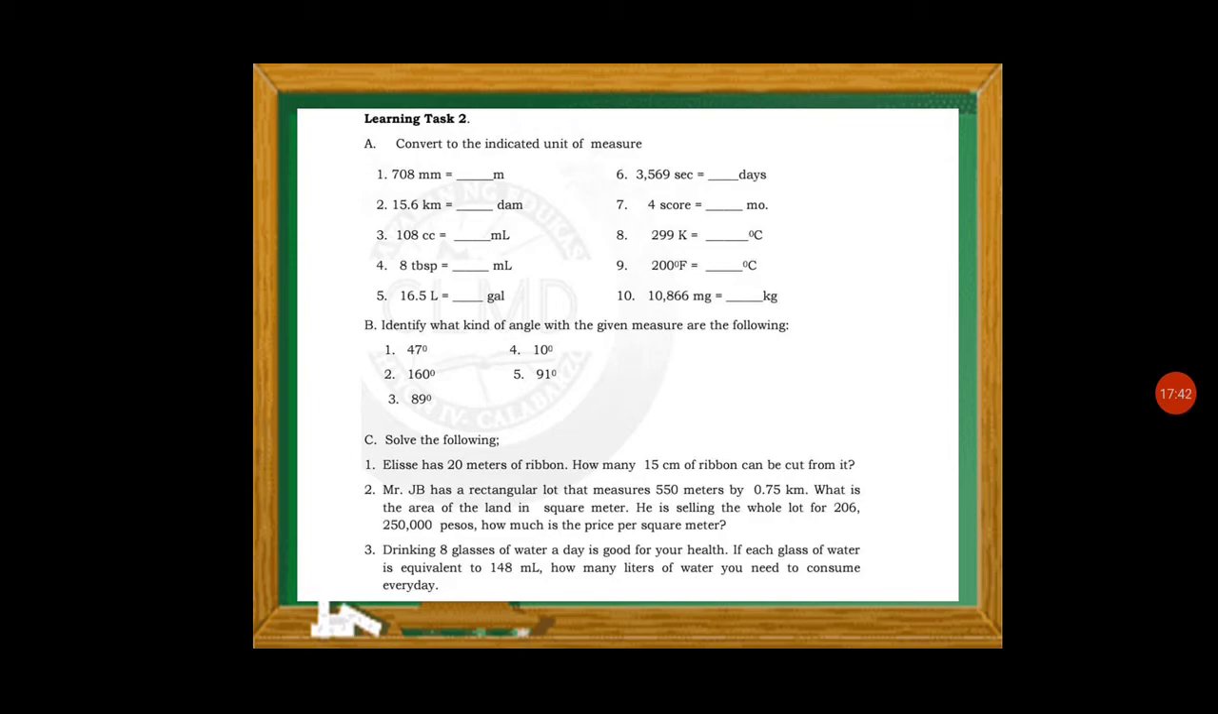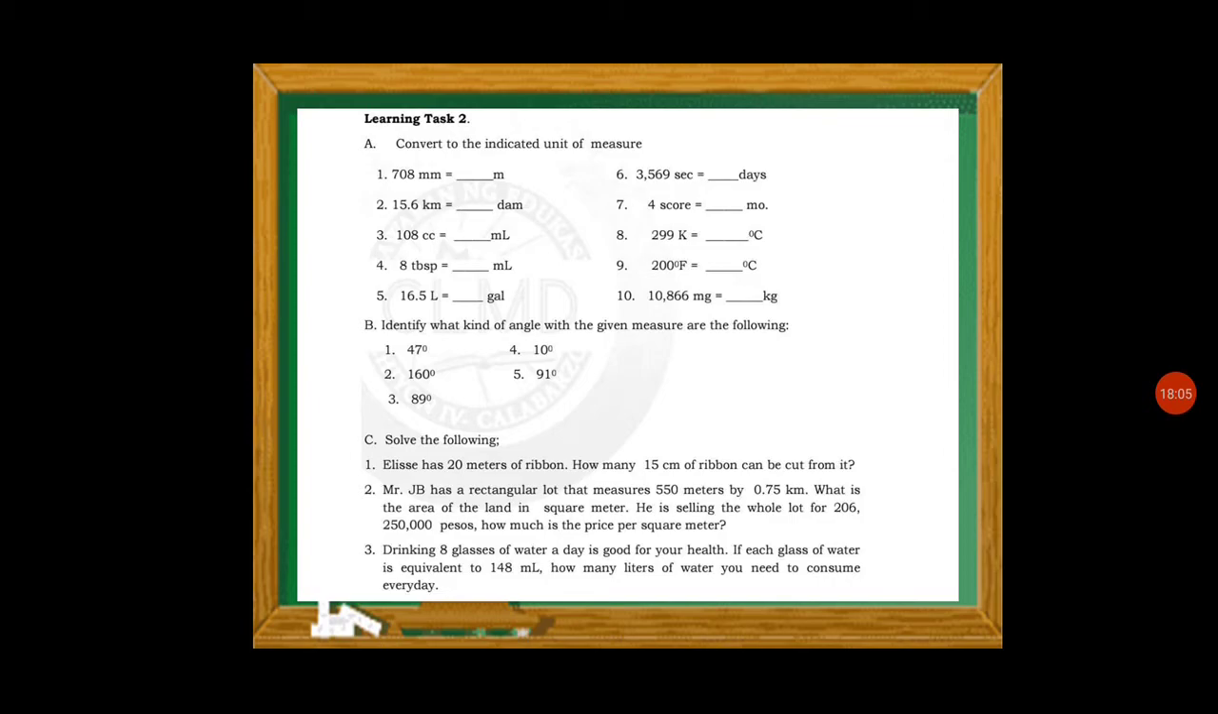Next, number 10, we have 10,866 milligram. We have to convert it to kilogram. Since the distance between milligram and kilogram is 6, you have to divide it by 10 raised to the power of 6.